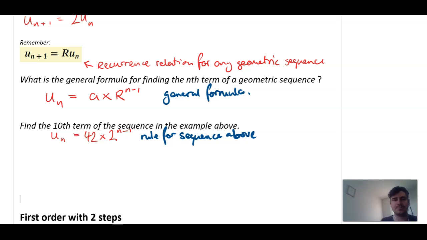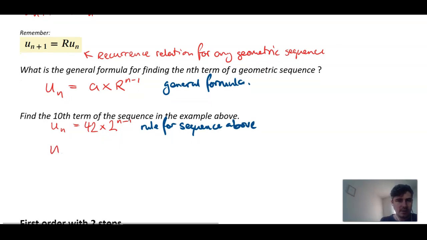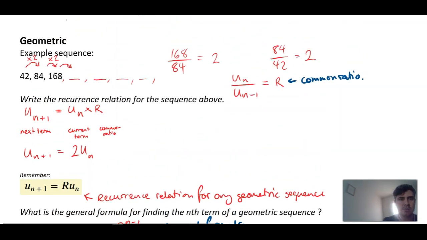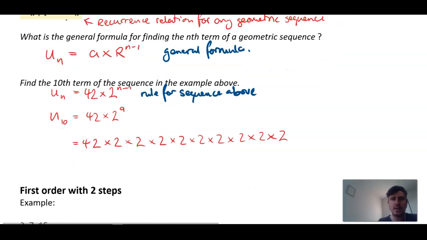We're going to use this rule now to find the 10th term. So u10 is equal to 42 times 2 to the power of 9. We're going to do it with the calculator, but effectively it multiplies by 2, 9 times. Each time you multiply by 2, you're moving along the sequence one more term: times 2, times 2, times 2, etc., all the way to the 10th term. So that's why the power works. We don't need to do it 10 times because we already started at the first position.